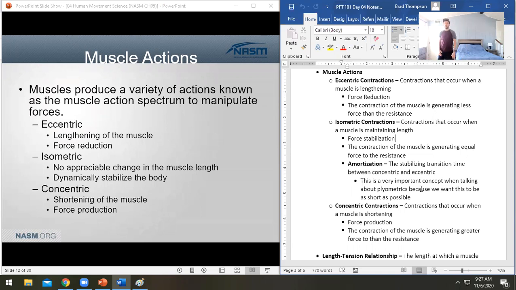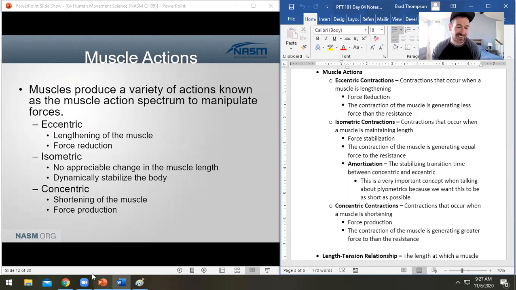If I squat down and hold right here and just stay like this, this is an isometric contraction. I'm not moving. My muscles are going to a specific length and staying at that length. I could be isometric here, here, here. Doesn't matter where I'm at. Isometric is isometric. It's just you holding your muscle at one specific length. You can think of this as force stabilization.